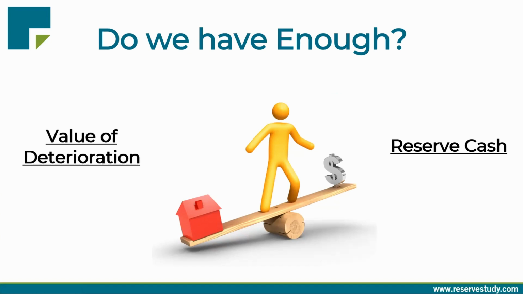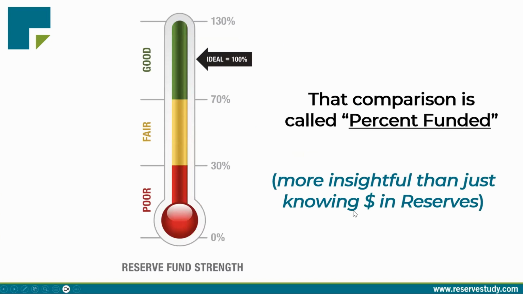Do we have enough cash? Have we been collecting enough cash over time to offset deterioration? Or have we gotten behind? And that's what you see with this term called percent funded. It's a comparison between the cash that we have compared to the deterioration.